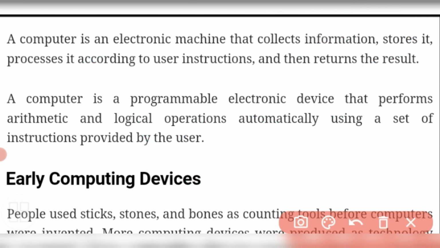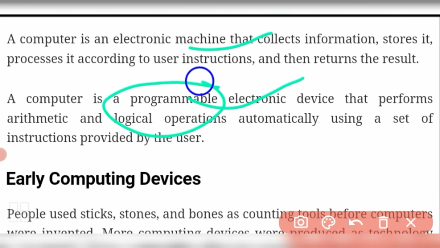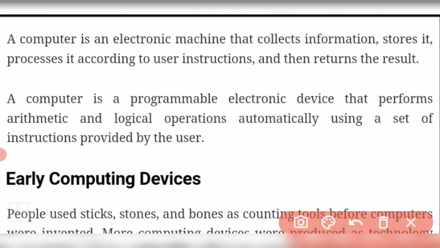Another definition of computer: a computer is a programmable electronic device. Because if you say a computer is an electronic machine, there are so many electronic machines like a fan, AC, cooler, and refrigerator. But a computer is a programmable electronic device. A computer can be programmed to perform arithmetic and logical operations.